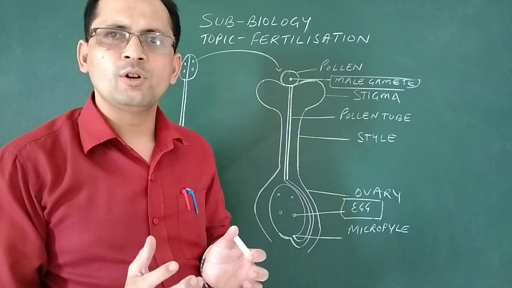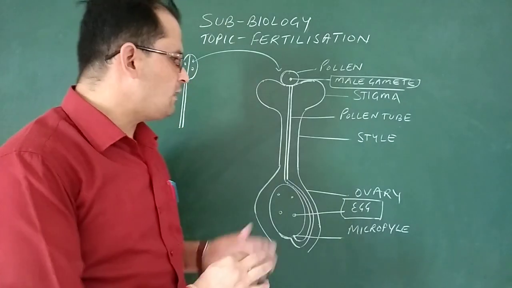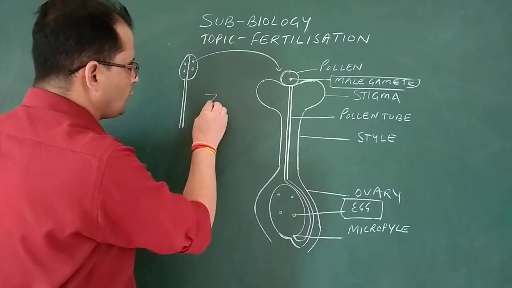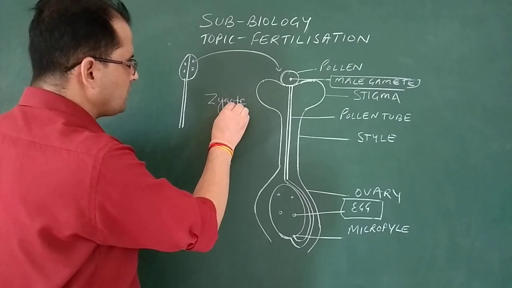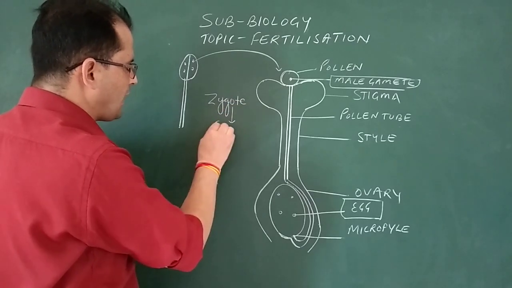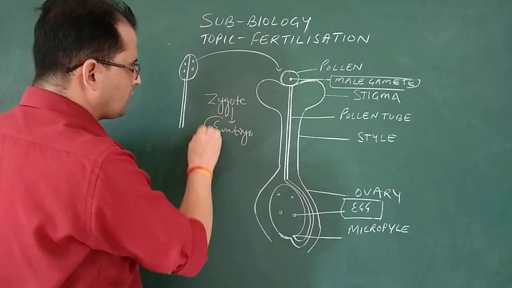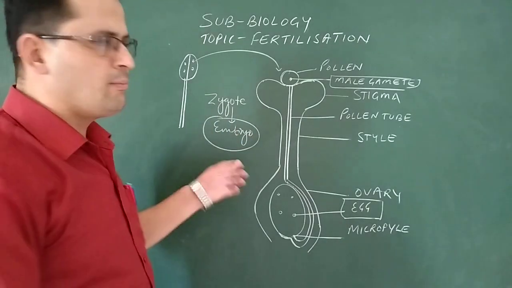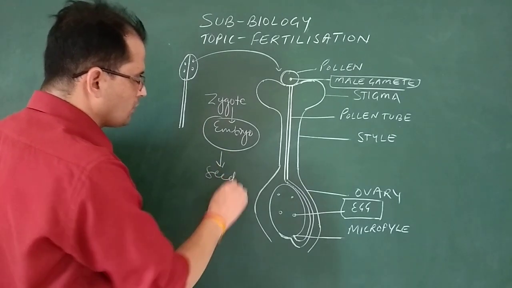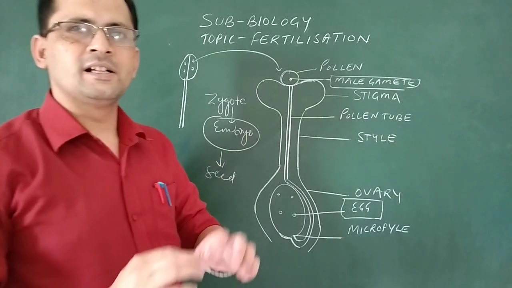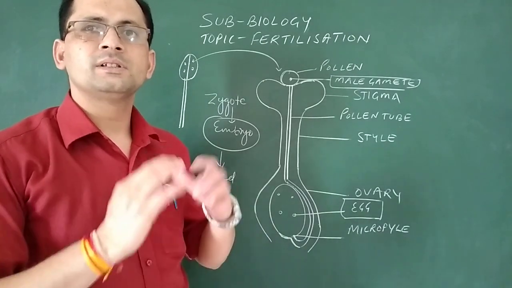And how is this embryo produced? This embryo is produced by the division in the zygote. So I told you zygote is formed. Zygote is the result of fertilization. After the division in the zygote, embryo is formed. So the ovule which is containing the embryo becomes seed. So the fate of the ovule is that it becomes seed.